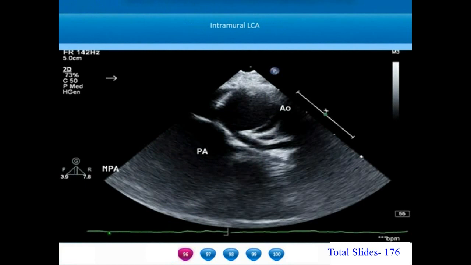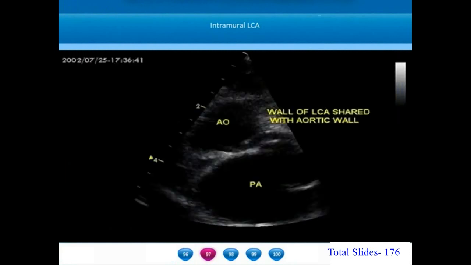On a still frame, we can appreciate that the left coronary artery's wall is shared with the aortic wall for a short segment, and this segment will be the intramural segment. Also notice the course of the intramural coronary artery between the aortic and the pulmonary sinuses. In all intramural coronary arteries, the wall of the coronary artery is shared with the aortic wall.